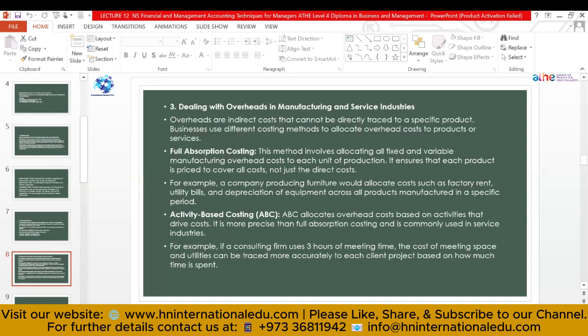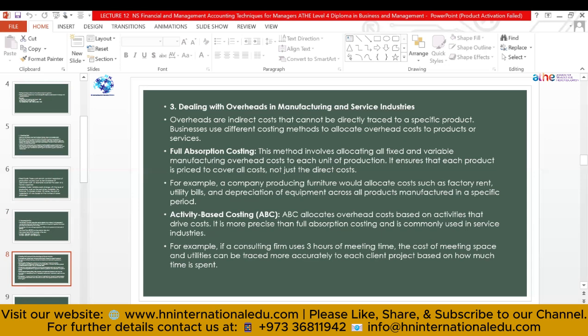Then the third heading was dealing with the overheads in manufacturing and service industries. Overheads are the daily expenses. Manufacturing is the one where we are producing the products, we're making it, and service industries where we are providing the services. Overheads are indirect costs that cannot be directly traced to a specific product because you cannot literally calculate what will be the expense today and tomorrow. It can vary. Businesses use different costing methods to allocate overhead costs to products or services.